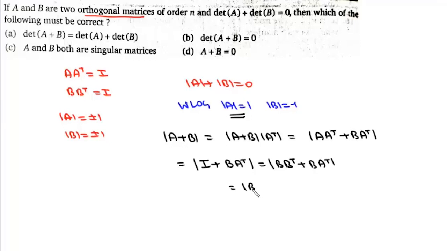Now we can write this as determinant of B into determinant of B transpose plus A transpose. Now determinant of B is -1, and determinant of A transpose is same as determinant of A. So we can write this as minus determinant of A plus B. Now if we take it on the left hand side, then determinant of A plus B will be 0. So option B is correct. Now determinant of A plus B is 0 and determinant A plus determinant B is also 0. That means this option A is also correct. So the correct options are A and B.